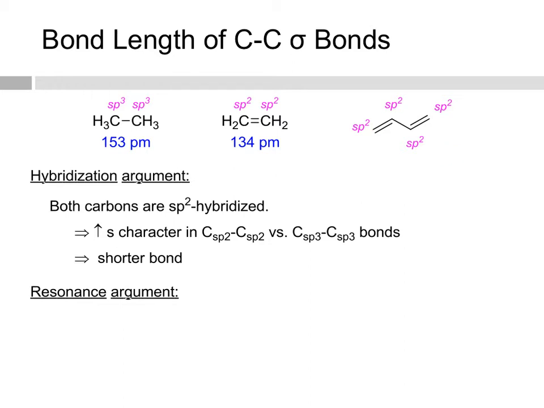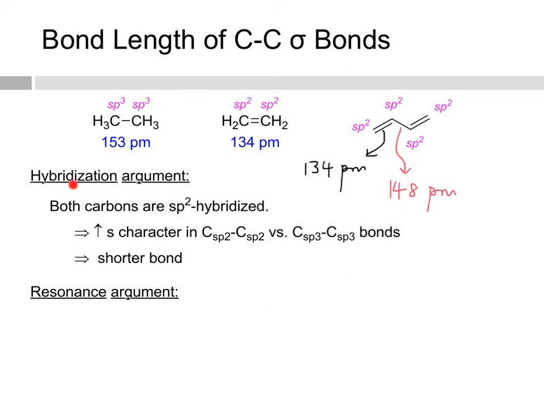We've got 4 sp2 hybridized carbons. As we would expect, the double bond is 134 picometers. However, this single bond is 148 picometers, which is significantly shorter than the average single bond length, but not quite as short as a double bond.